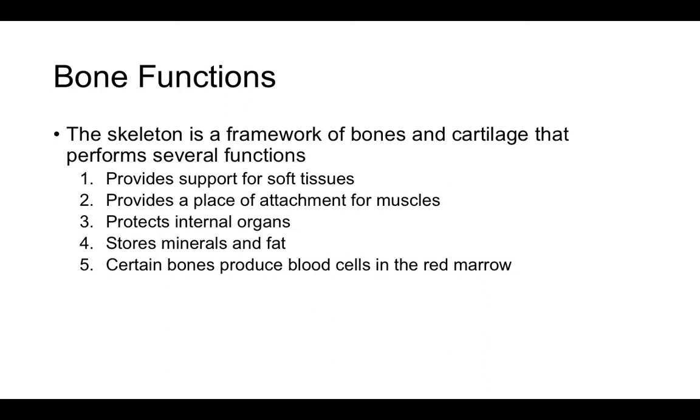Now, the skeleton is a framework of bones and cartilage, and the main functions that they perform is number one, it supports all the soft tissues. Think about your ribs. They protect and support your lungs and your heart, which are very important underneath. It provides a place for attachment of muscles. Without the bones, we would be a soft mess of a heap on the floor.